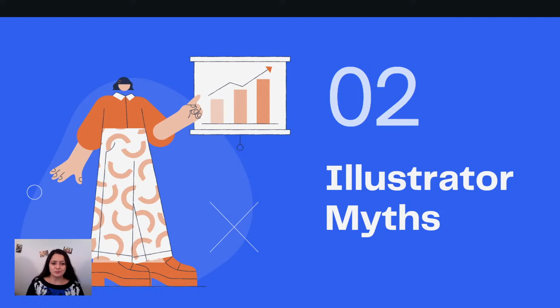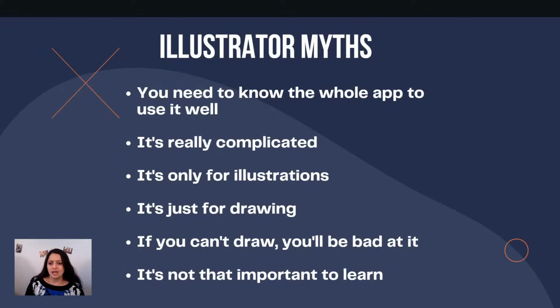Okay, so Illustrator myths. The first myth I'm going to address is that you need to know the whole app in order to use it well. I got a secret for you. Most of us motion designers don't know the entire app. We just know what we need to know in order to do our jobs, which is probably 30% of the software. You don't need to know the entire thing. You just need to know how to use it for what you need it to do. Okay?